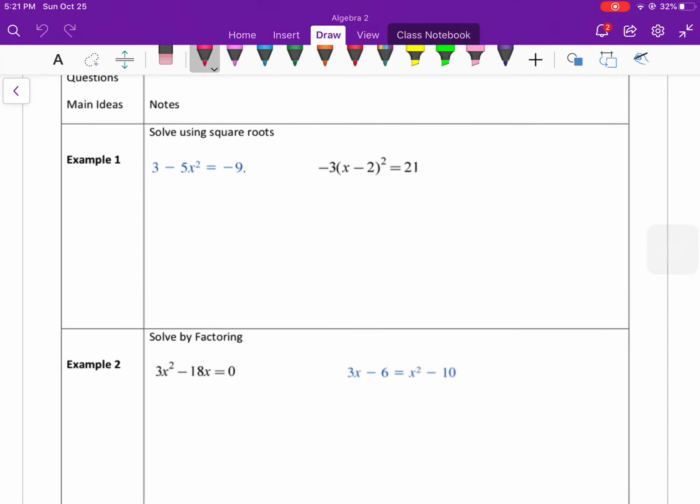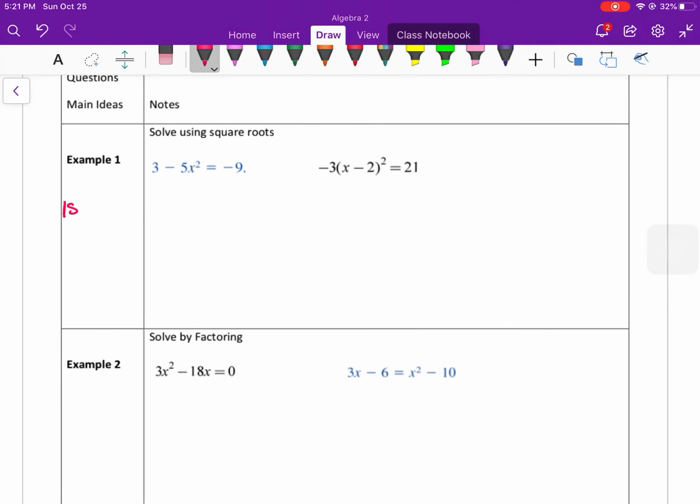Solve by square roots is all about isolating the part that has the square. So either isolating the x squared or the parenthesis that is being squared, and then taking the square root of both sides. For this one, I'm going to start by getting this x squared by itself, so getting rid of the 3, subtracting 3 from both sides because it's a positive 3. That's going to leave me with a negative 5x squared equals negative 9 minus 3, which is negative 12.